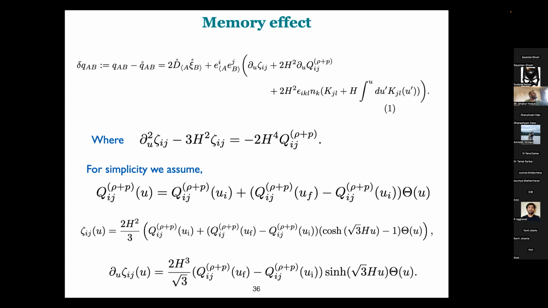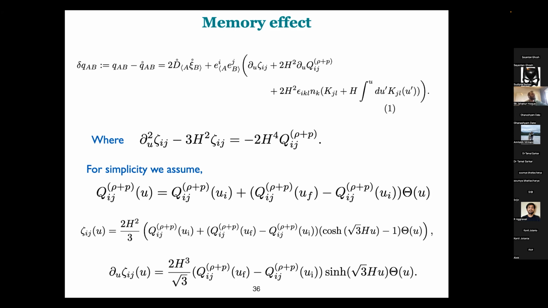So this is basically at a particular U. This is the QIJ rho plus P as a function of U. What are UI and UF there? Is it infinity and minus infinity, in the equation for QIJ? Yeah, so in the equation you have some UI and UF. I mean, what are those?